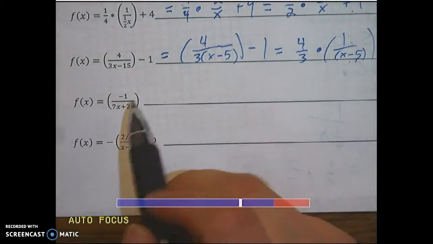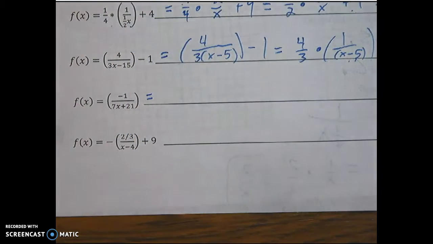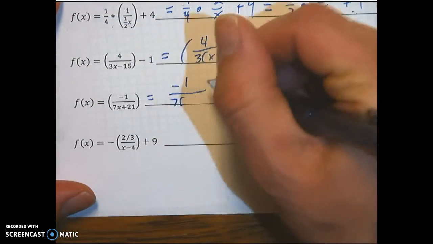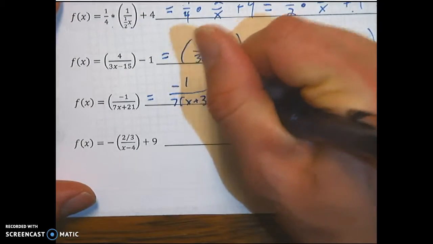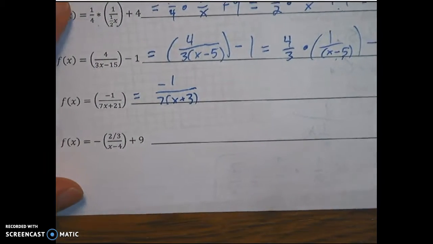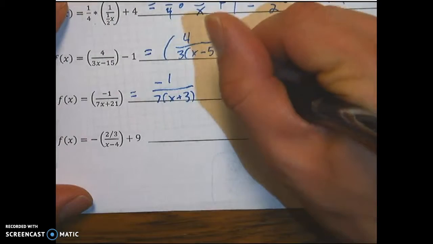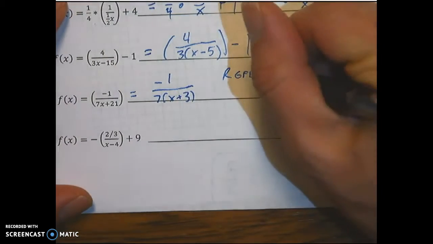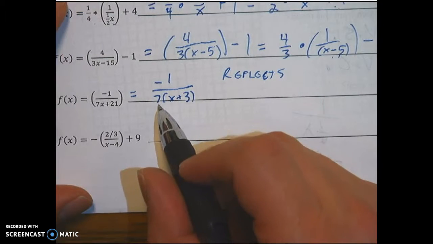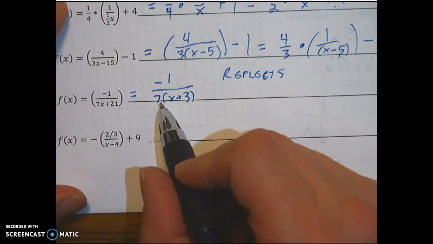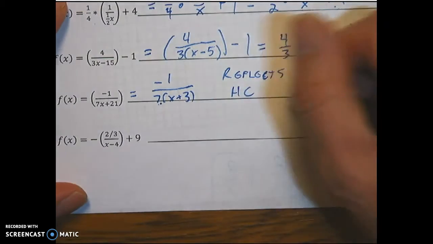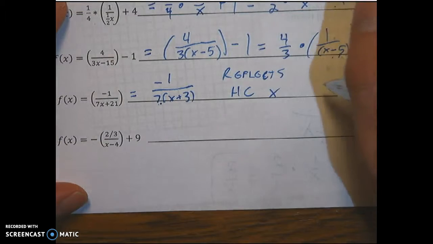And I'm looking at this one. This one's a little bit easier because there's only one thing on the top and one thing on the bottom. So we've got negative 1 over 7 times x plus 3 when you factor out the 7, which means you've got 3 transformations. It reflects. It also is a horizontal compression by a factor of 7.